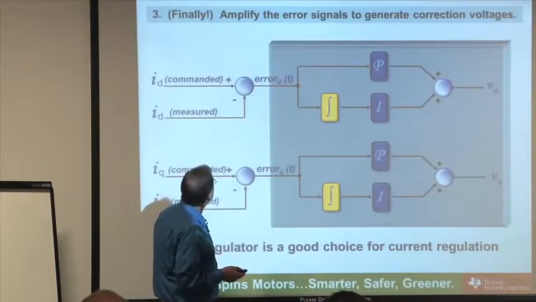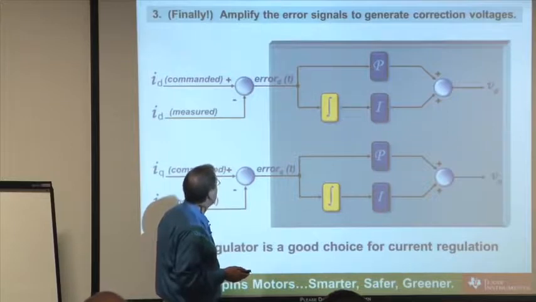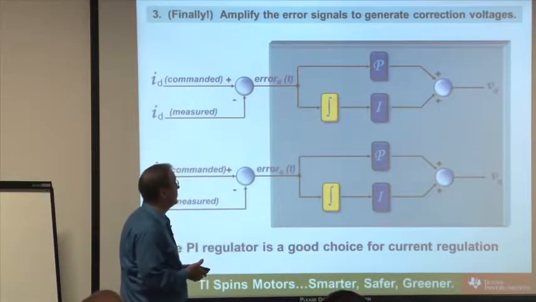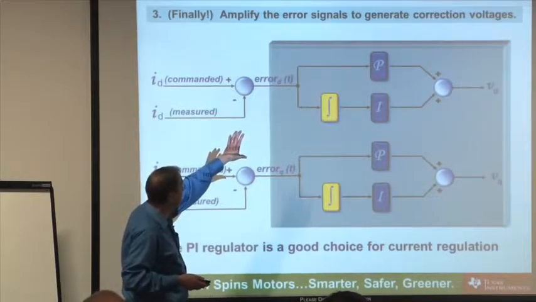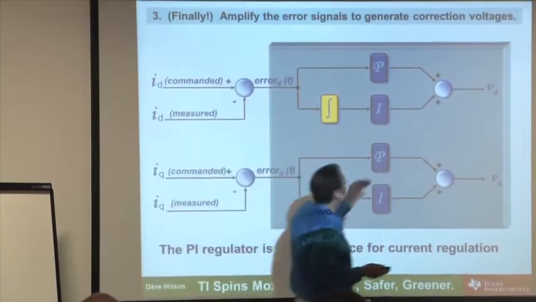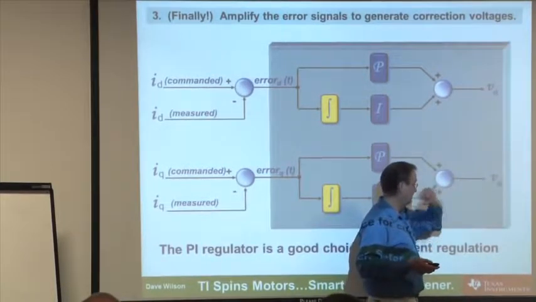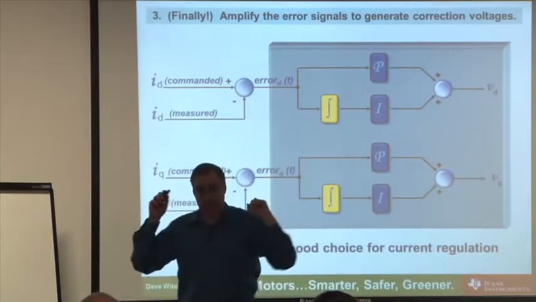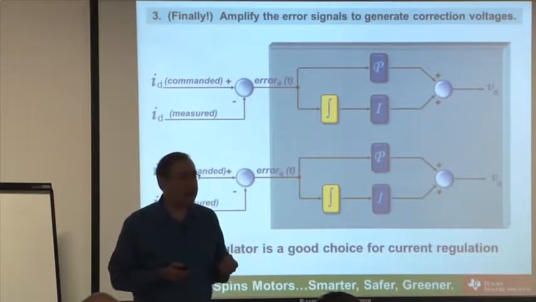Okay, finally, step number 3, amplify the error signals to create correction voltages. Once again, I'm going to use PI controllers because of how they work with motor windings. And so I'll have a PI controller for the d-axis, a PI controller for the q-axis. And what I'm doing is I'm generating correction voltages: a correction voltage for the d-axis and a correction voltage for the q-axis. Now, I would like to be able to just apply those voltages directly to the motor windings. But there's 2 reasons why I can't. Can you think of what they are?